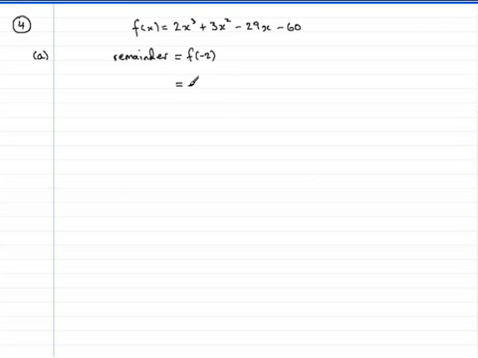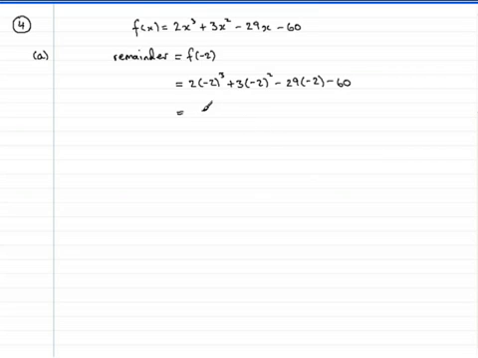So it's just a case of putting minus 2 in the formula here, and we get 2 times minus 2 all cubed plus 3 times minus 2 squared minus 29 times minus 2 and then minus 60. You might like to work that out all in one go on the calculator.